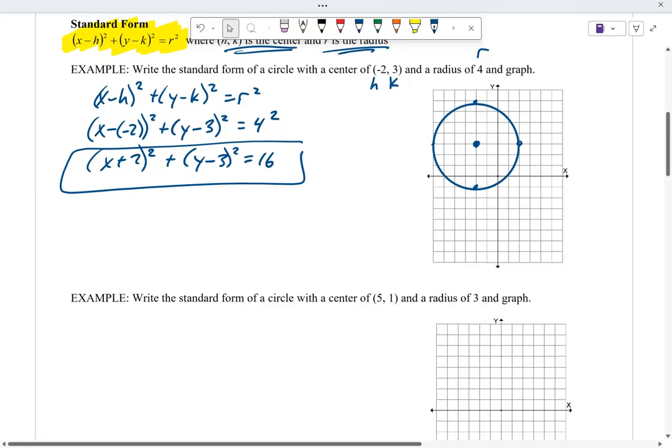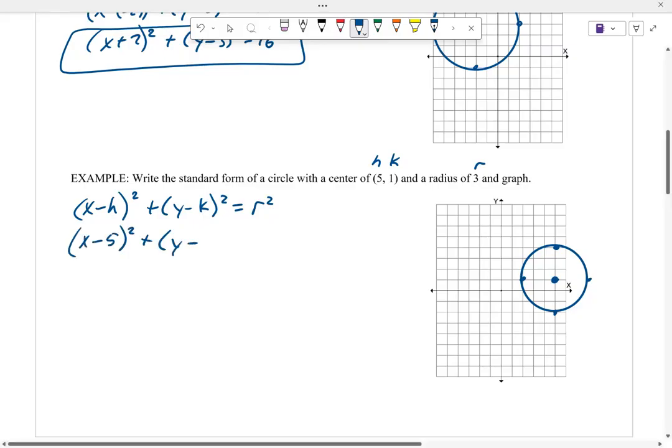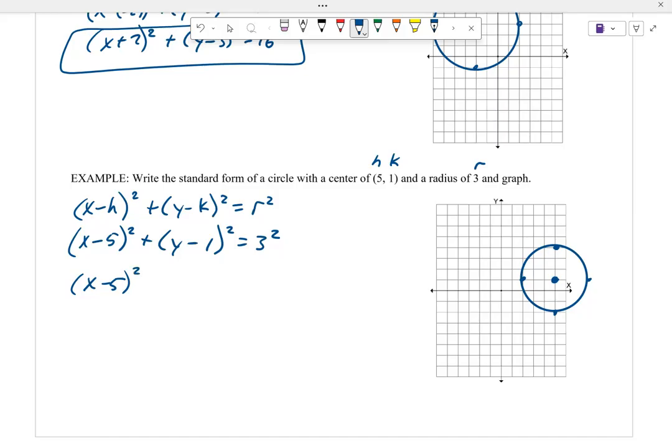I'd go ahead and make this a try-it-yourself problem. If you want to go ahead and graph that and write that in standard form as well. Now hopefully you graphed the center of the circle there, (5, 1), you count up 3, right 3, down 3, left 3. And then we're going to go ahead and throw in our h, our k, and our r. And there's our standard form for the equation of this circle.